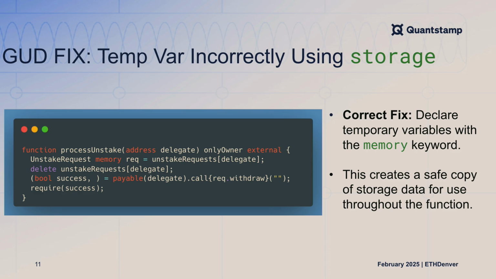So now instead of just pointing to where the values are in storage that we want to withdraw, we're now creating a copy of the values, putting it in the stack, and then we can use that value even after it's been deleted from storage to withdraw the ether.